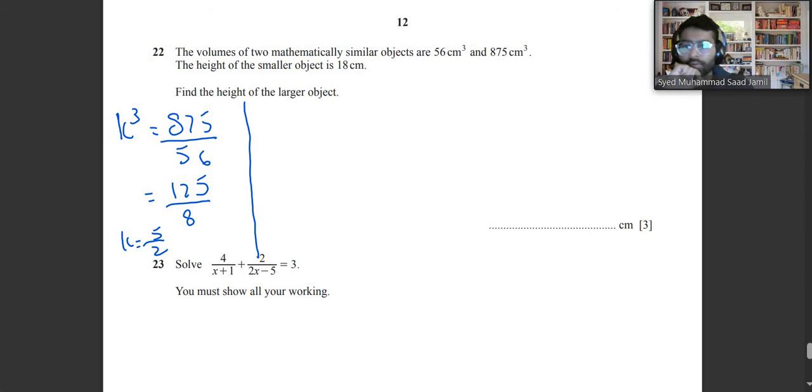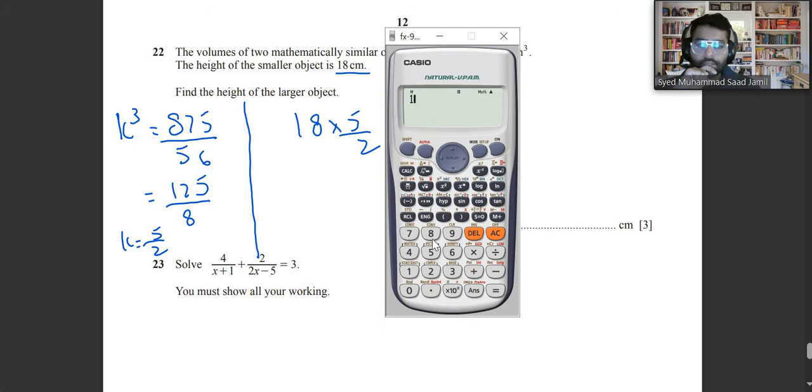So now, we already know the height of the smaller object, we want the height of the larger object. So 18 multiplied by 5 upon 2, multiplied by the ratio. 18 multiplied by 5 divided by 2, so it's 45. Okay.